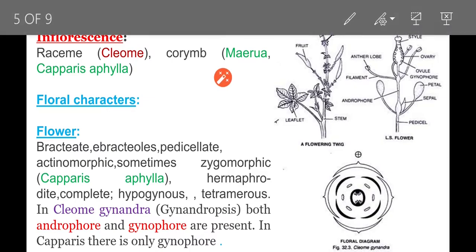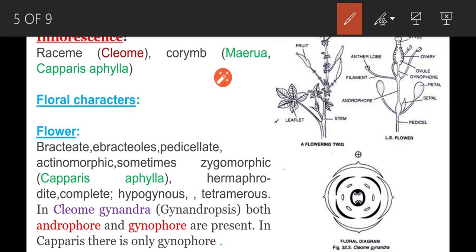What is racemose inflorescence and what is corymb inflorescence? Racemose inflorescence means the inflorescence axis shows continuous growth. On either side of the inflorescence axis, a number of pedicellate flowers are present. Such inflorescence is called racemose inflorescence.